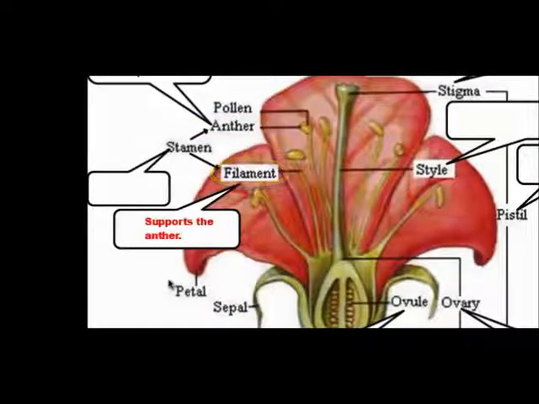This way the wind or different agents of pollination like butterflies and bees can bump into the anther and get pollen all over themselves. So pollen can easily be dispersed. So the anther and the filament make up the male structures of the flower, which is called the stamen.